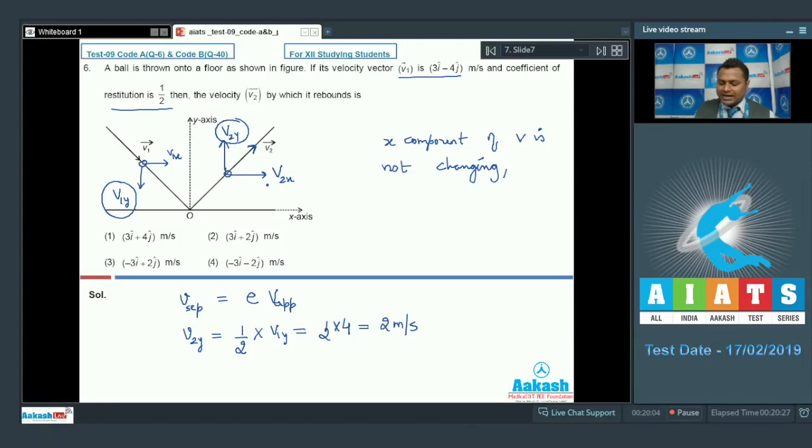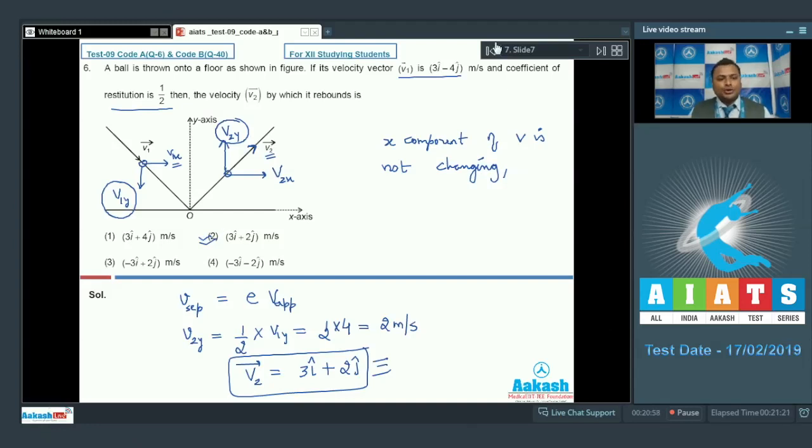Now we have the x component of v2, which is not changing, so it will be the same as v1x. We have also got the y component of v2. Now we can write v2 in vector form, that is 3i cap plus 2j cap. Now if we see the options, we will find that option number 2 is matching perfectly. So we will go with option number 2.